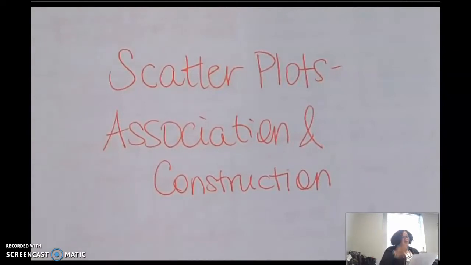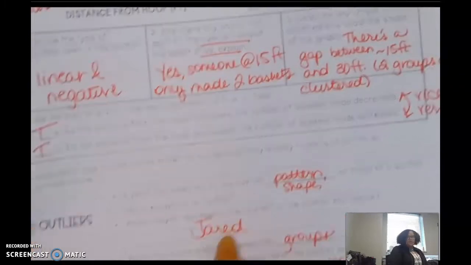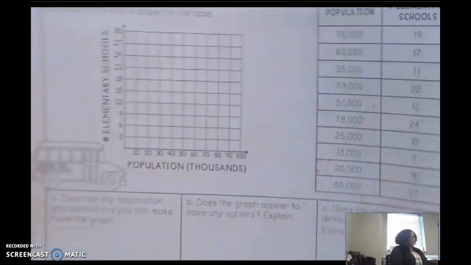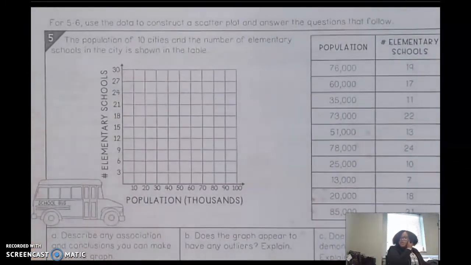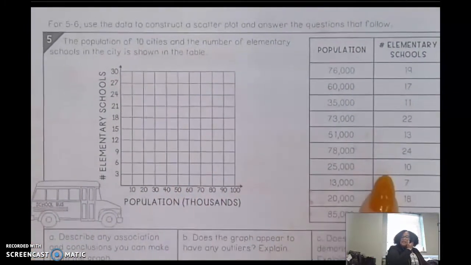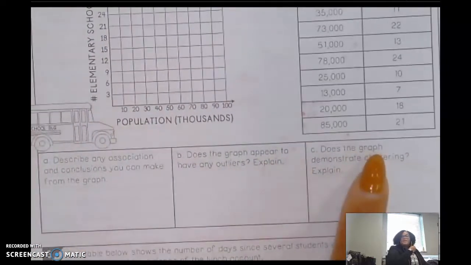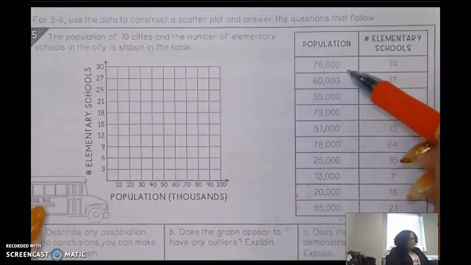Okay, we left off with Jared and the basketball data. Now we're talking about populations of cities and elementary schools. We're using the data in the table to plot the points and then to talk about what we see. We're going to run and jump. We're just doing these in thousands.